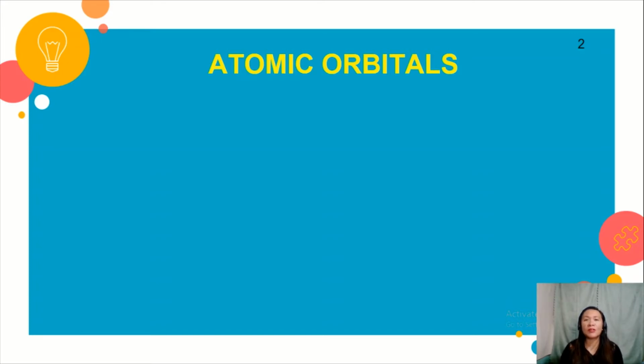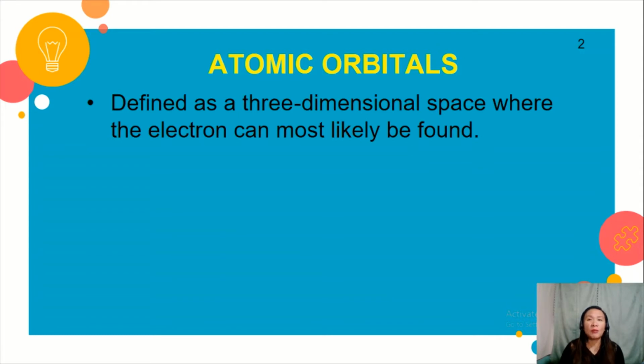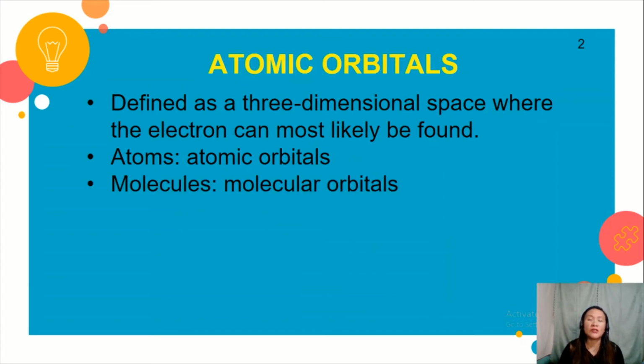So let's now talk about atomic orbitals. Atomic orbitals are defined as a three-dimensional space where the electrons can most likely be found. And if you remember the Heisenberg uncertainty principle, we said that we cannot actually pinpoint the exact location of these different electrons. However, we can say that there is a three-dimensional space, and most likely these electrons are located in that three-dimensional space. For atoms, we call this atomic orbitals, whereas for molecules, we call them molecular orbitals.